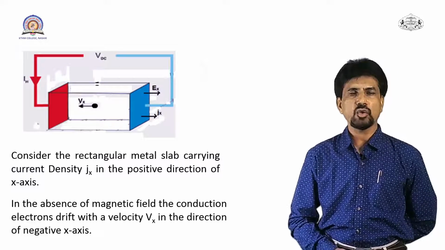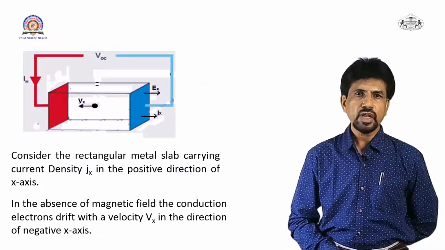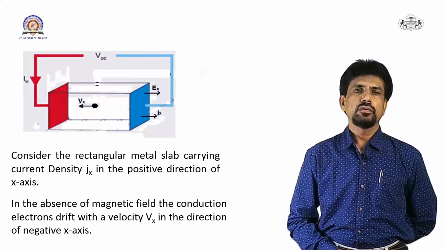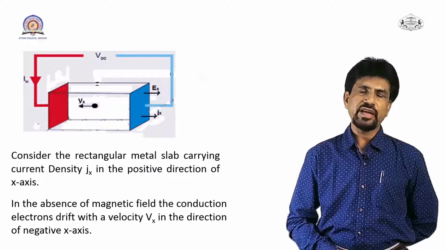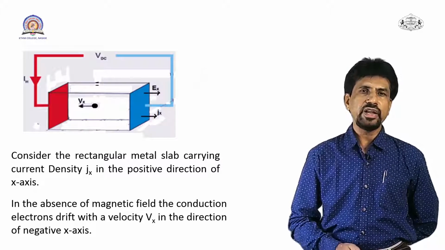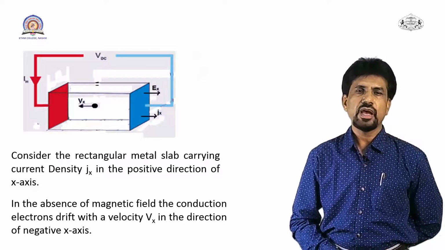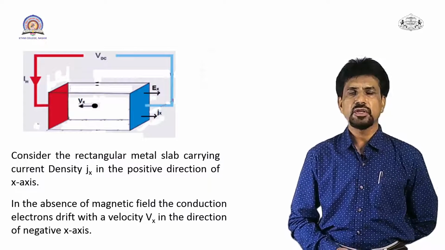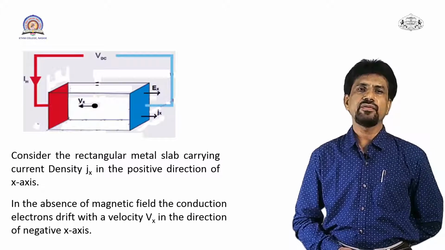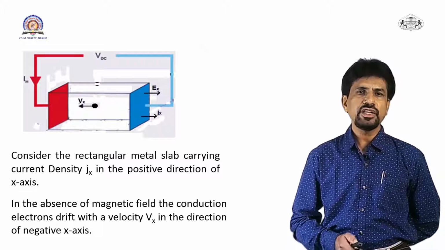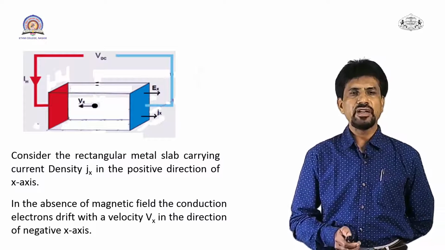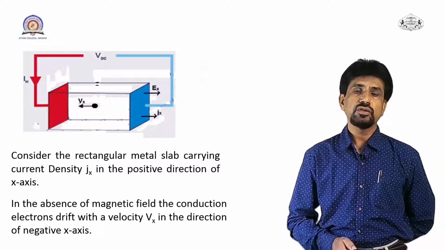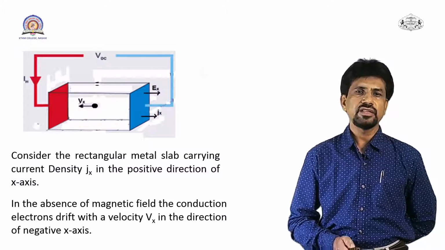At that time the electrons will collide with the atoms of the material, and due to that it gains some kinetic energy, and you will get the average velocity. Here that average velocity we are considering is the drift velocity. So in the absence of the magnetic field, the electrons will travel from one end of the metal conductor to the other end with the drift velocity, which we say is Vx here.